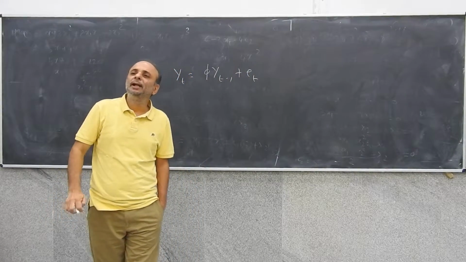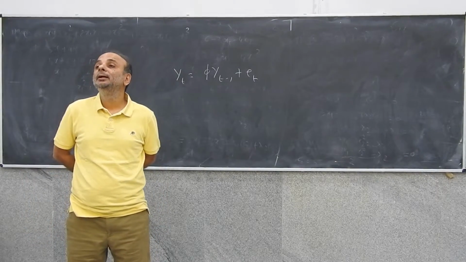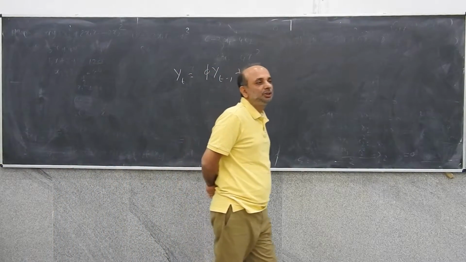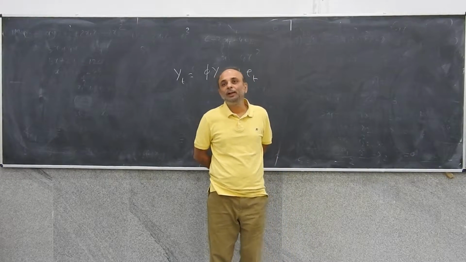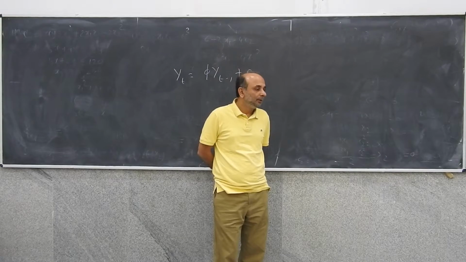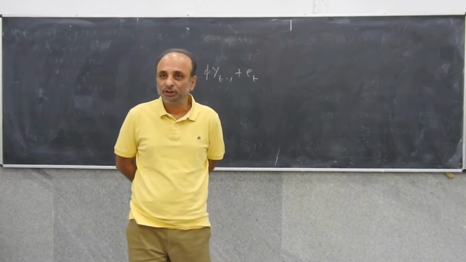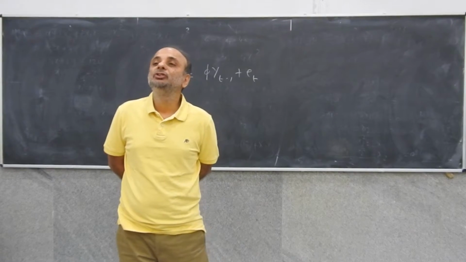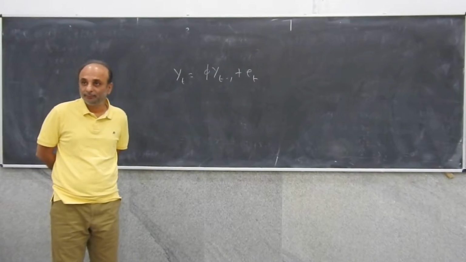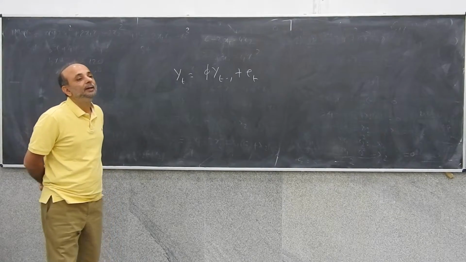When will this process be a random walk? When phi is equal to 1. When will this process be stationary? When the absolute value of phi is less than 1. So what we want to do is to test whether this time series is stationary, which is really tantamount to testing whether phi equals 1. Okay? What will the standard approach be?